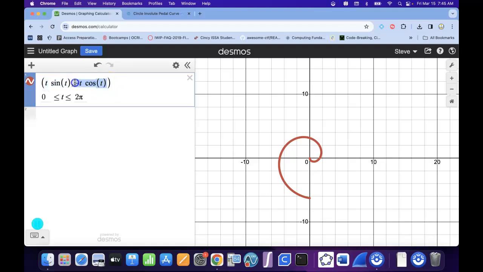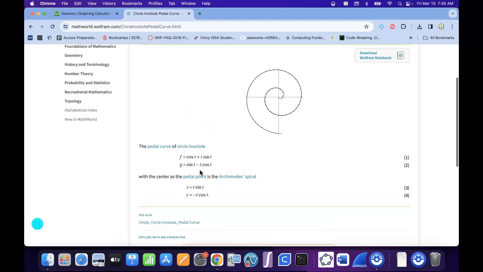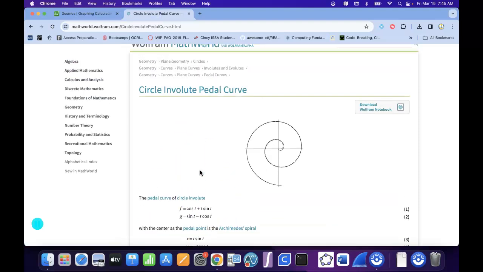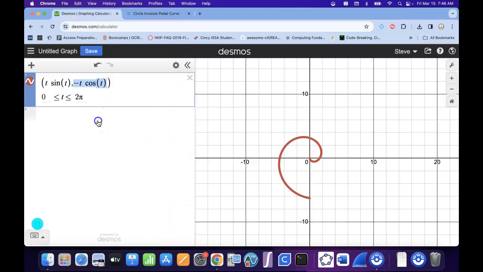And you can just make this stuff up, or if you find something like I found this curve, it's called the circle involute pedal curve. And here are the parametric equations for that curve down there. So I just did it. But maybe it should have been that one. Anyway, let's go back here and play around with this a little bit more.